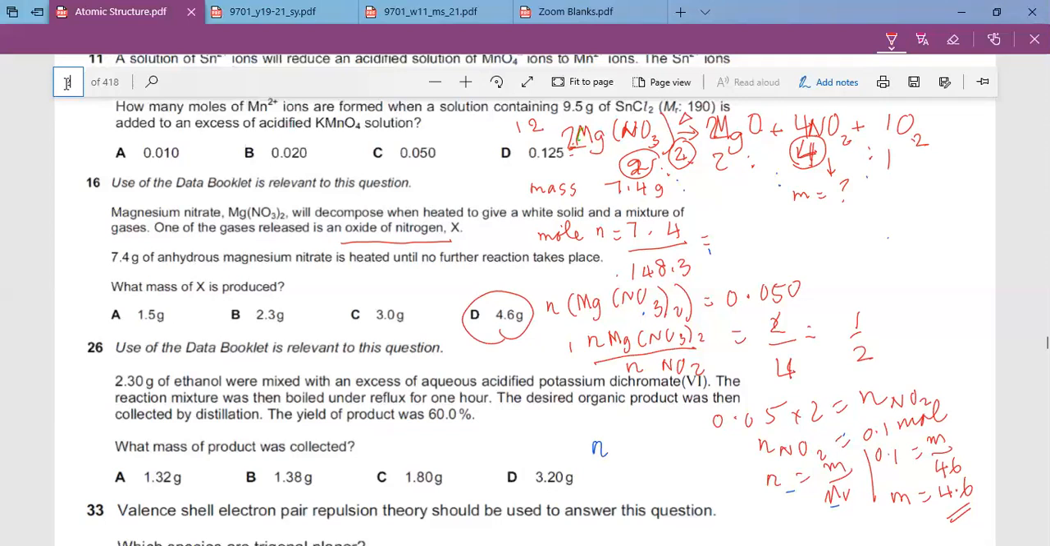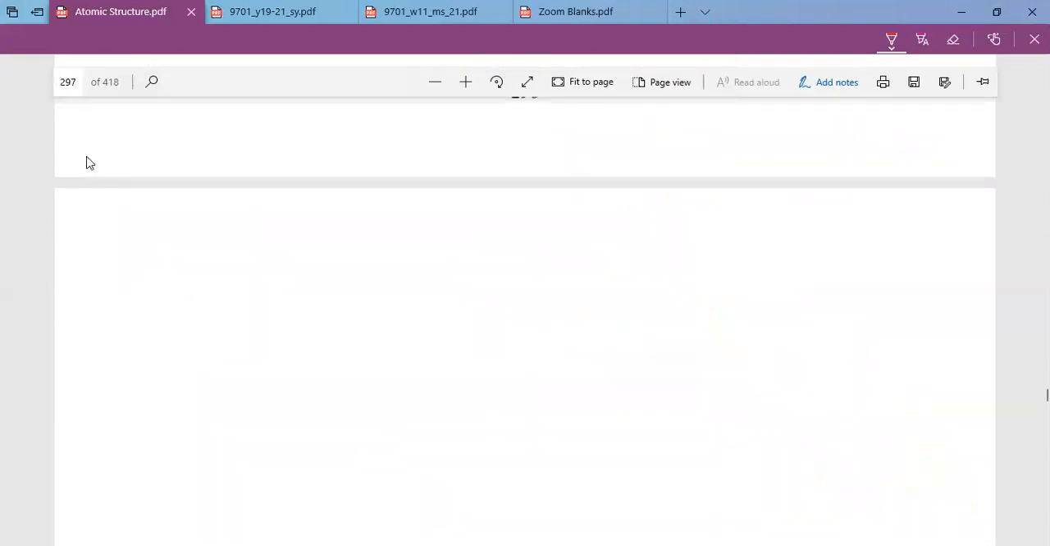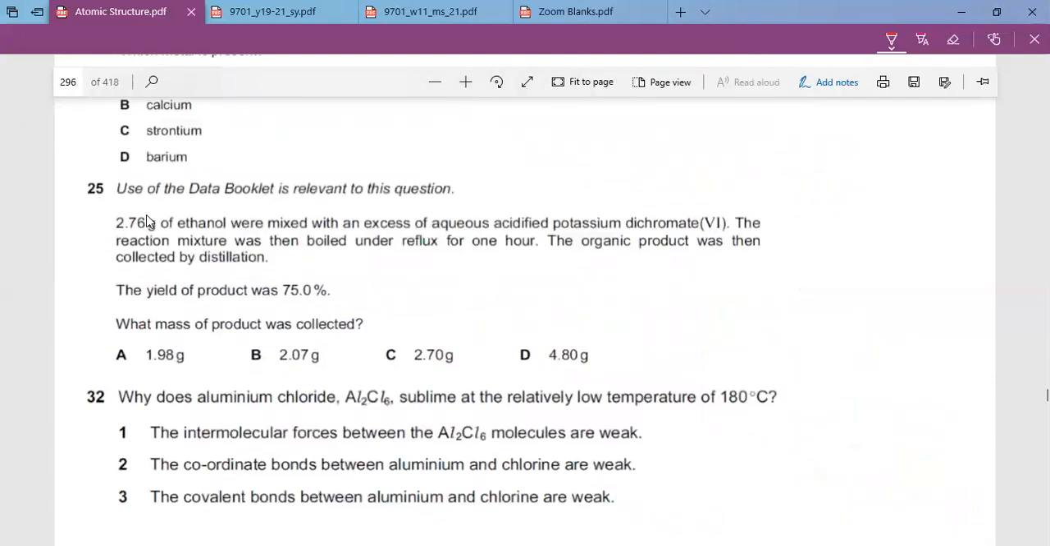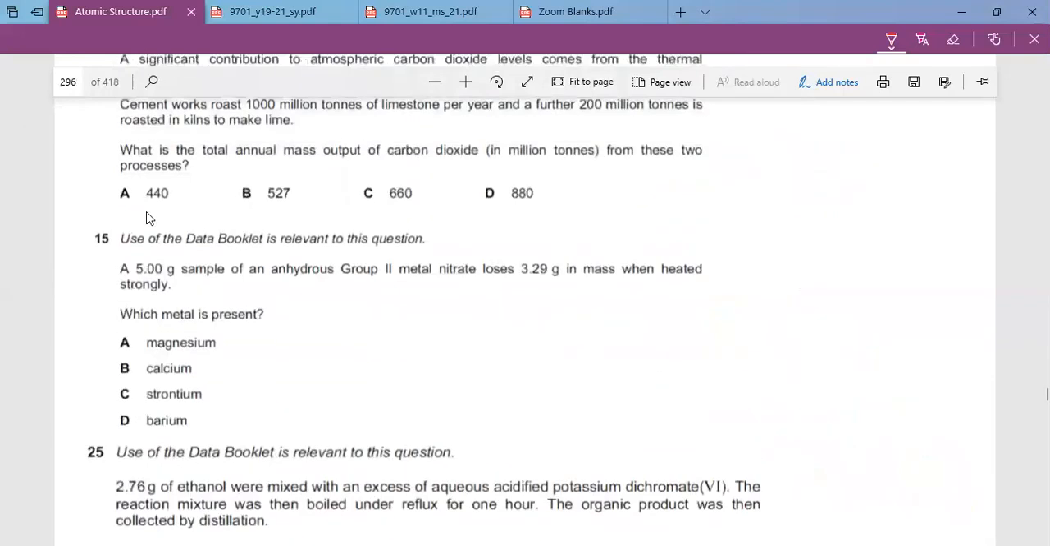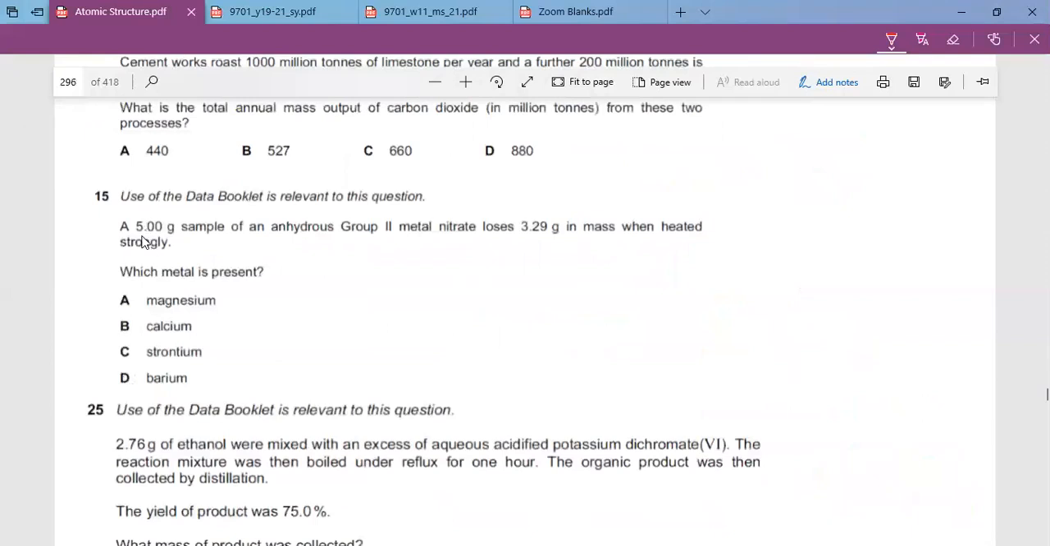296. We do a couple, then you figure out the rest yourself. Now here it comes in a different way. That's all. Question 15. Use of the data booklet is relevant to this question.